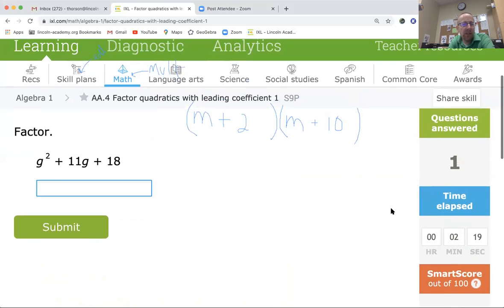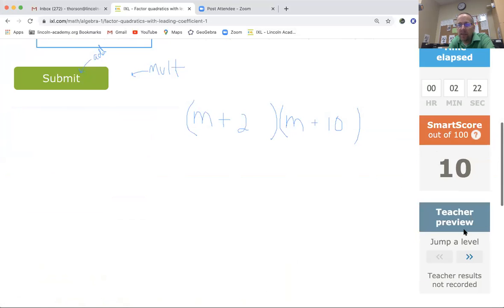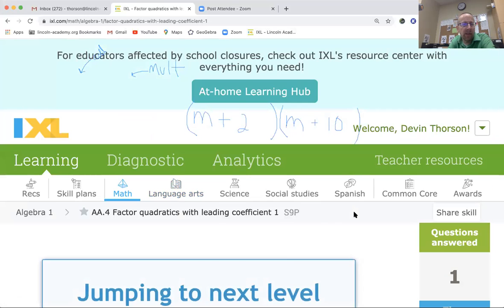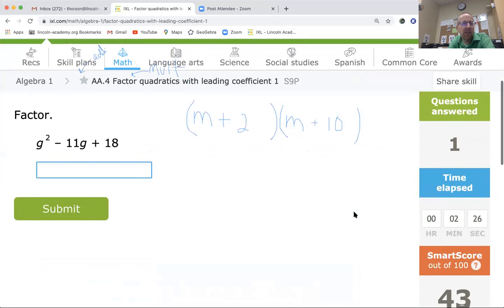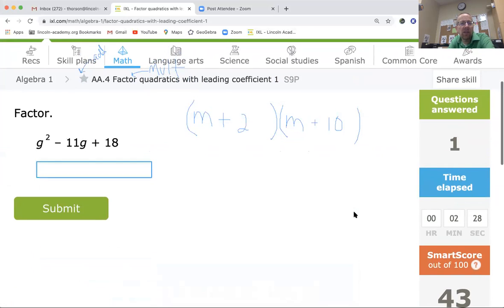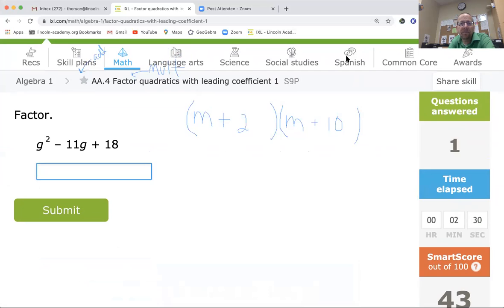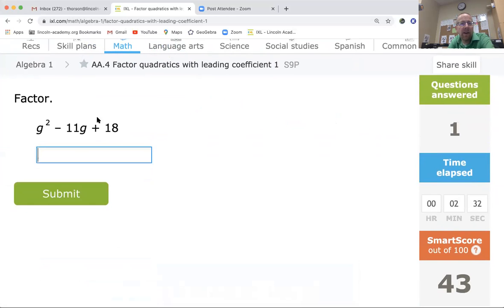All right, so I'm gonna skip ahead a little bit till we get to one that might be a little bit different, like this minus sign. So let's do this one. So again, our variable's g. Again, we still have that leading coefficient of 1. So you're going to do two sets of parentheses.